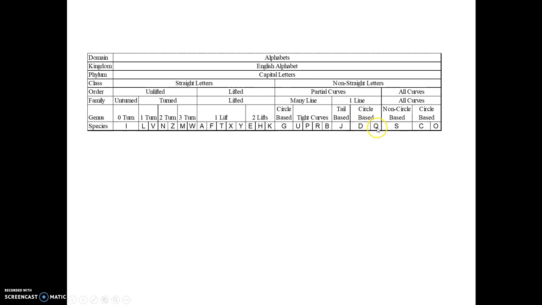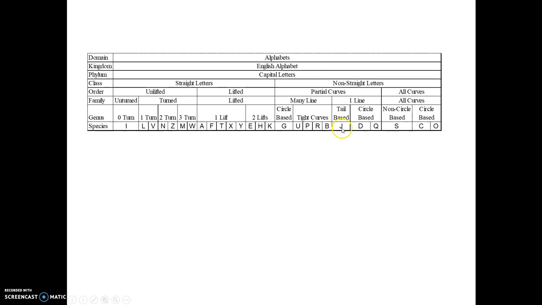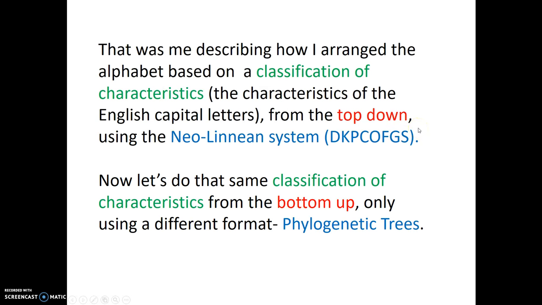The tail in the Q is straight. Tail based means that the J is a straight line, and then you give it a little tail at the end, and that's what that is. U, P, R, and B all have tight curves, so this U is a tight one. Probably the R and P are the tightest. The bottom of the B is a little looser. So does this make sense how I divided this up now?